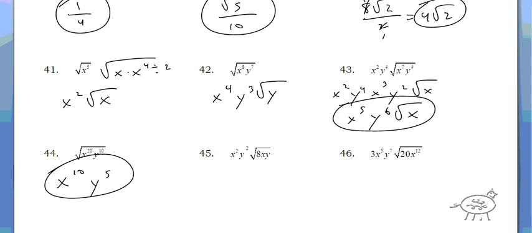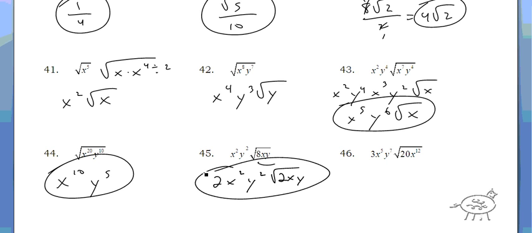All right, number 45. You can't do anything with that xy inside here. Okay, what I can do is I can simplify the 8. So square root of 8 is 2 root 2. So it's 2x squared y squared. And left over is, remember, it's 2 root 2, so the 2's in here, and then the x and the y. And that's your final answer.